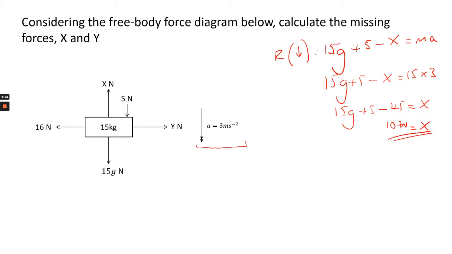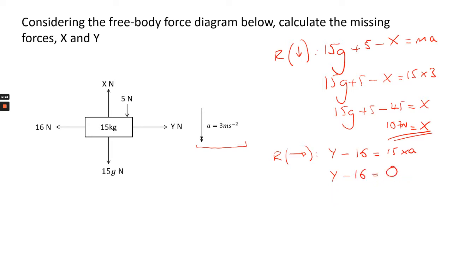Now to find the value of y, I need to have a look at my horizontal forces. I'm going to resolve horizontally, and I'm going to do that: y newtons minus 16 newtons is still equal to the mass, which is 15, multiplied by the acceleration. Now in this case, again, I have to be really careful because my acceleration horizontally is not going to be 3 meters per second squared. My acceleration horizontally is just going to be 0.